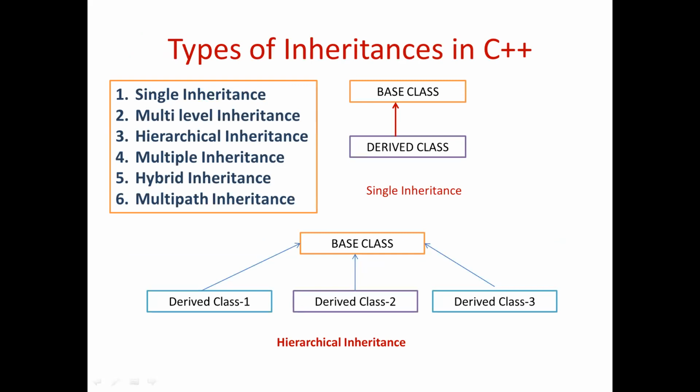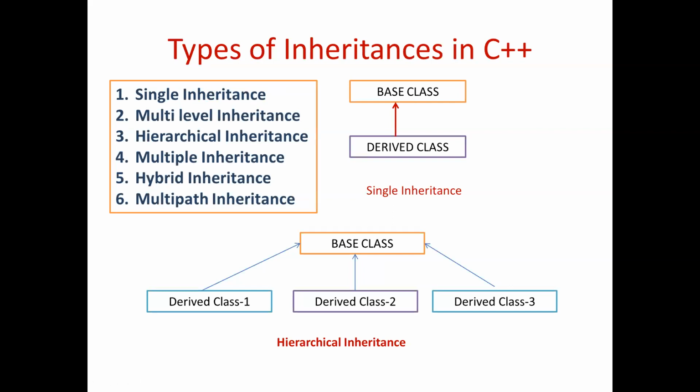So in object-oriented environments, especially in the C++ programming language, there are 6 different kinds of inheritance. The first one is single inheritance. Here you can see we have 2 classes. The child class, or the derived class, is inherited from the parent class. The parent class is said to be the base class, or super class.